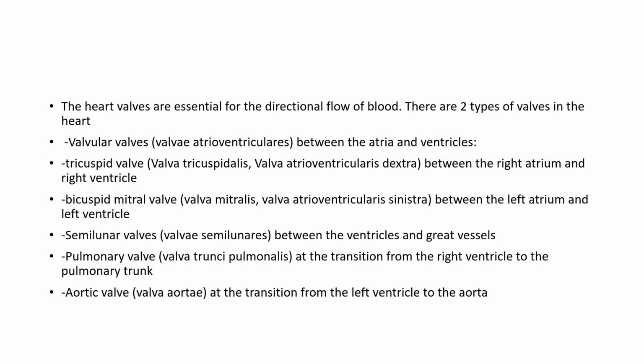The heart valves are essential for the direction of flow of the blood. There are 2 types of valves in the heart: the atrioventricular valves between the atria and the ventricles, the tricuspid valve, valva tricuspidalis, valva atrioventricularis dextra between the right atrium and the right ventricle, bicuspid valve, mitral valve, valva mitralis, valva atrioventricularis sinistra between the left atrium and the left ventricle, and the semilunar valves, valva semilunaris, between the ventricles and the great vessels: the pulmonary valve, valva trunci pulmonalis at the transition from the right ventricle to the pulmonary trunk, and the aortic valve, valva aortae at the transition from the left ventricle to the aorta.